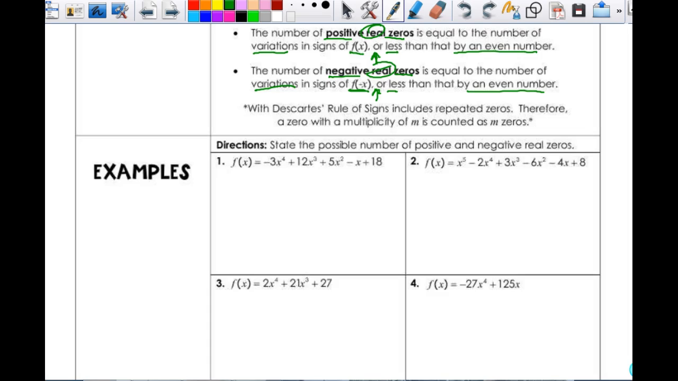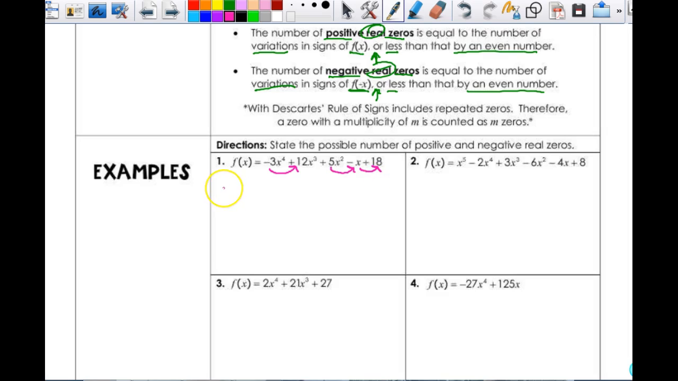That's all we're looking for. We're not looking for the zeros themselves, just how many possible positive and negative we have. So if I look here at this one, we start with the negative, right? It changes to positive, stays positive, then changes to negative, then changes to positive again, right?